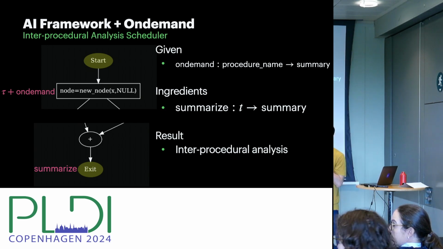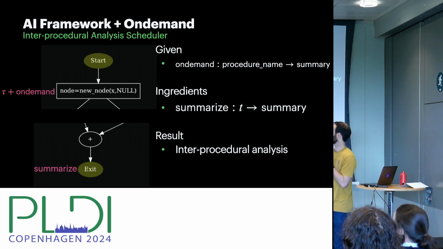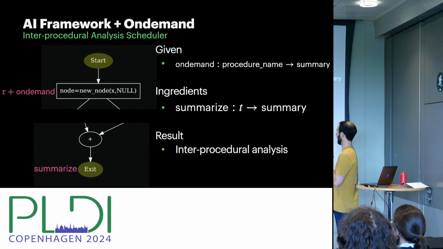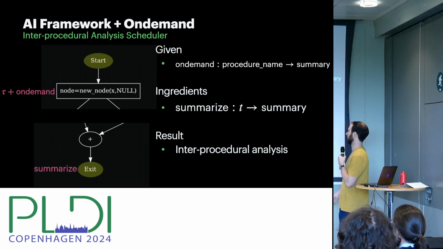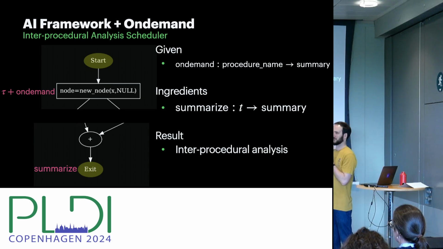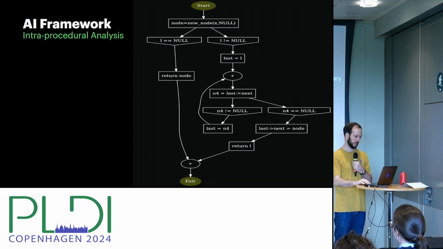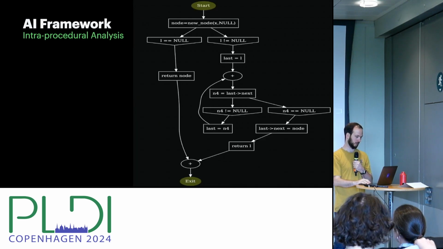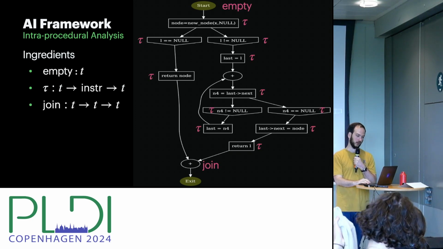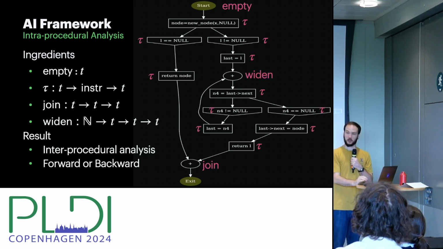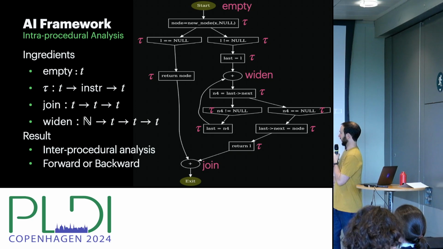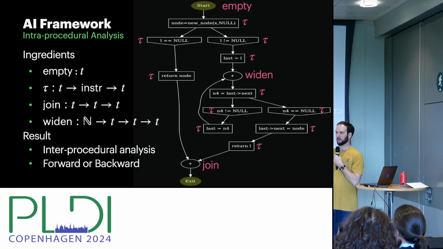Hi. So what is T in the summarize function? T is your domain, your abstract domain. Is it the domain or a fact from the domain? It's the domain. It's the type of your abstract states. So it's like an abstract state.